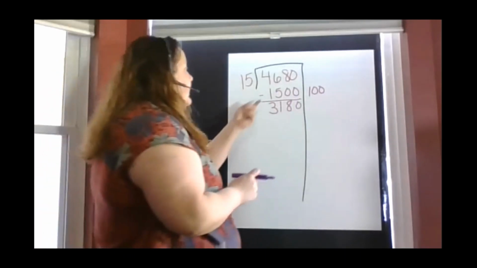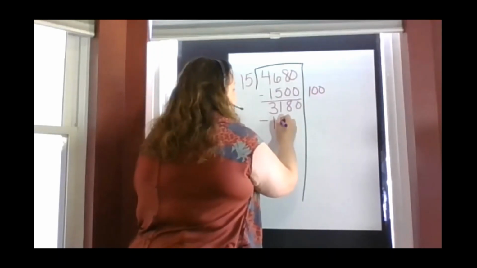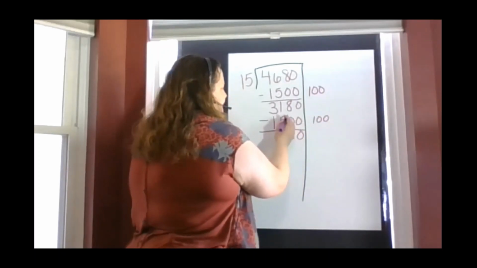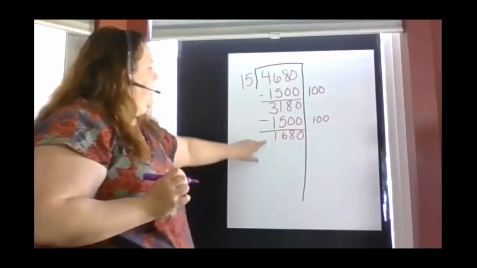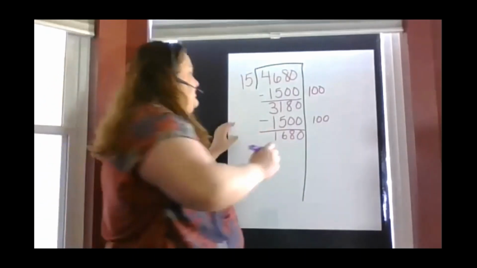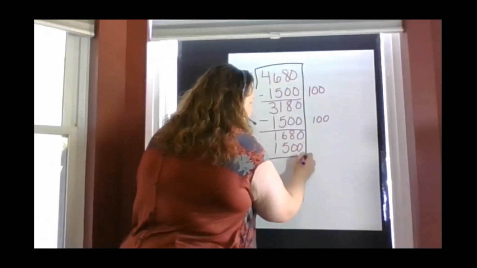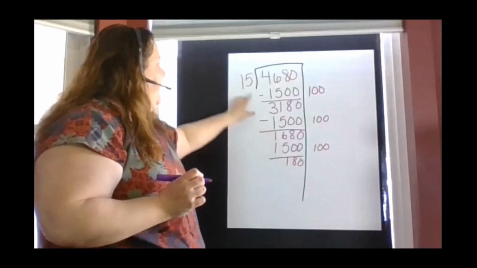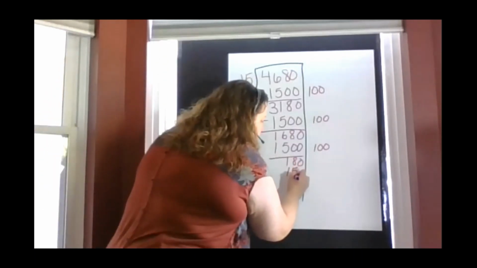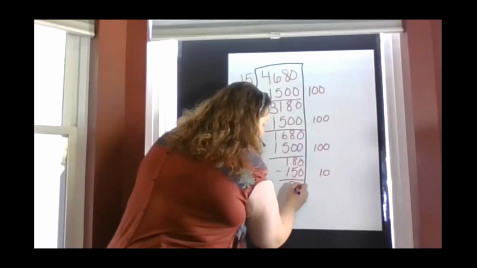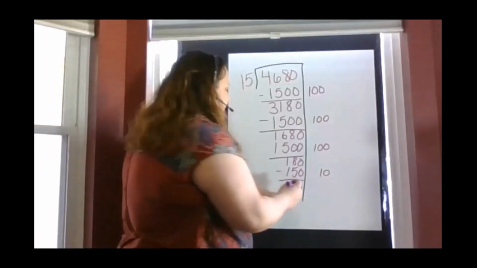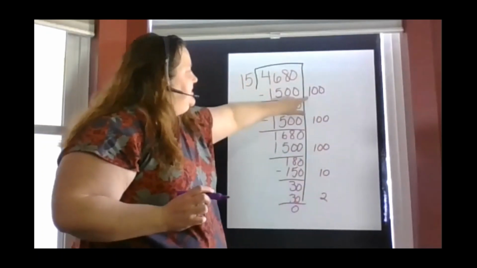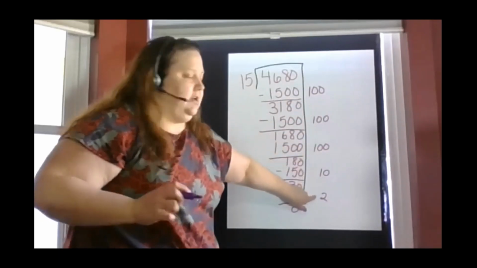I can do that again. I can see that 1,500 will come out again. So 15 times 100 again. I have 1,680. I can take out another 1,500. I'm left with 180. Well, I know that 15 times 10 is 150. And I know that 15 times 2 is 30. And now I can add up the parts that I've chunked out. I took 100, 200, 300, 310, 312.